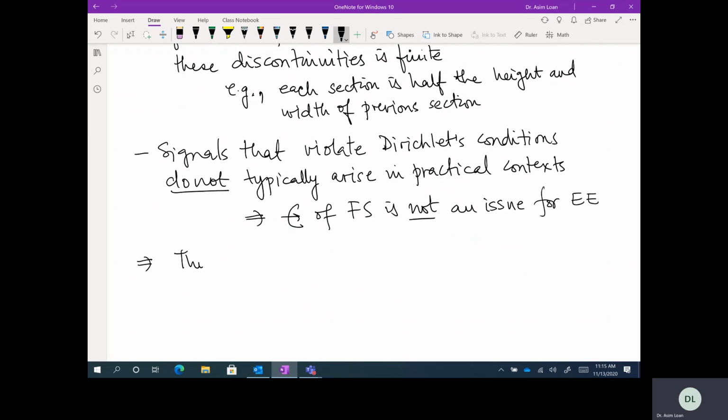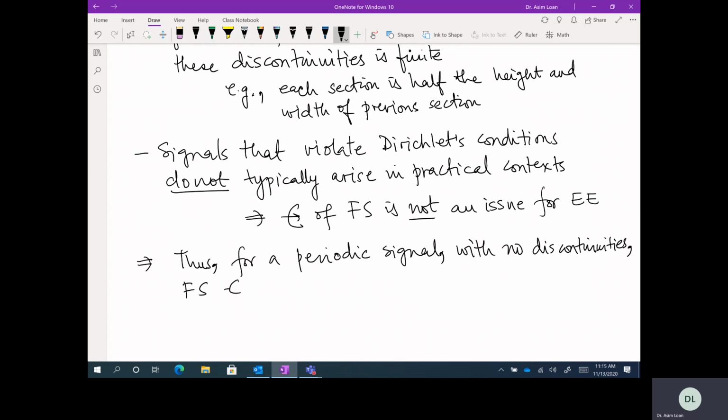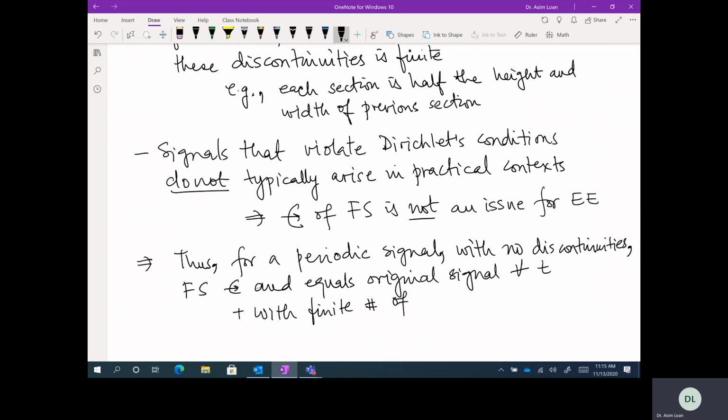So this also implies, thus, that for a periodic signal with no discontinuities, the Fourier series converges and equals the original signal for all times. The only problem is when you have a discontinuity in a signal. So this is a summary actually.